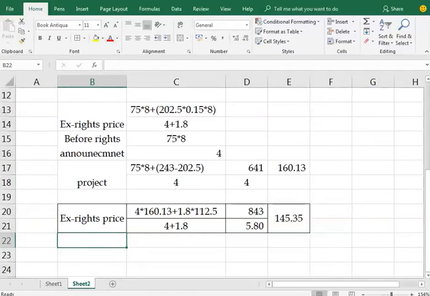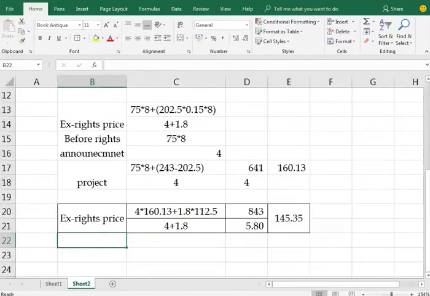Now this is nothing but this calculation: 75 into 8 plus 202.5 into 0.15 into 0.8. See, the value of the company does not depend on how many shares you are issuing, what price you are issuing. All of that does not matter. According to the market, the only thing which matters is earnings. Are you generating money out of that money which you are raising? So what we are going to generate is what gets valued here.